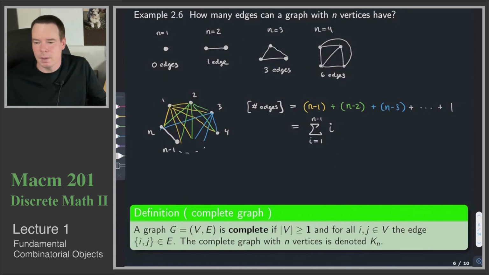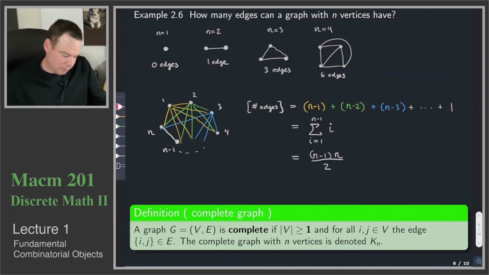But what is this sum? Well, this sum is given by n minus 1 times n all over 2. You may say, well, how did I get that? There's a nice technique for finding the sum. We write out 1 plus 2 plus 3 plus dot dot dot all the way up to n minus 1. And then we write out that same sum in reverse, n minus 1 plus n minus 2 plus n minus 3 plus dot dot dot plus 1. And then we add them all up.